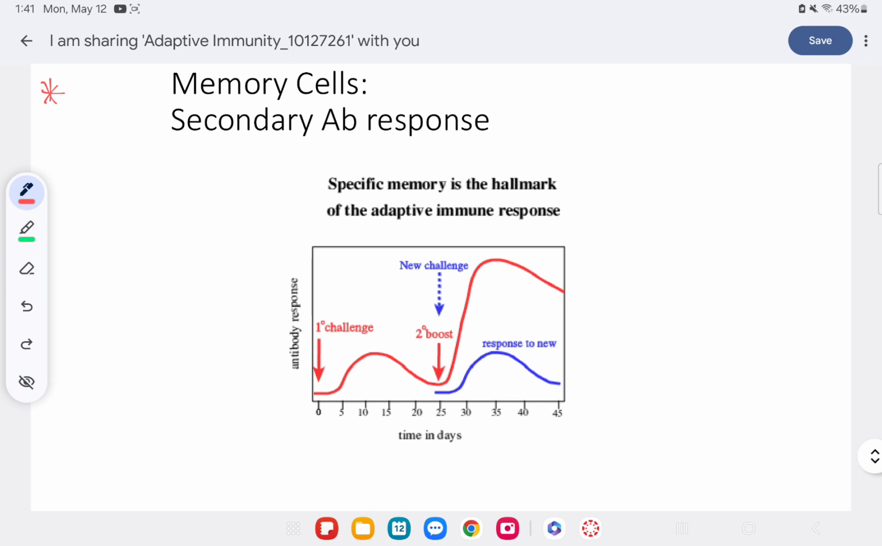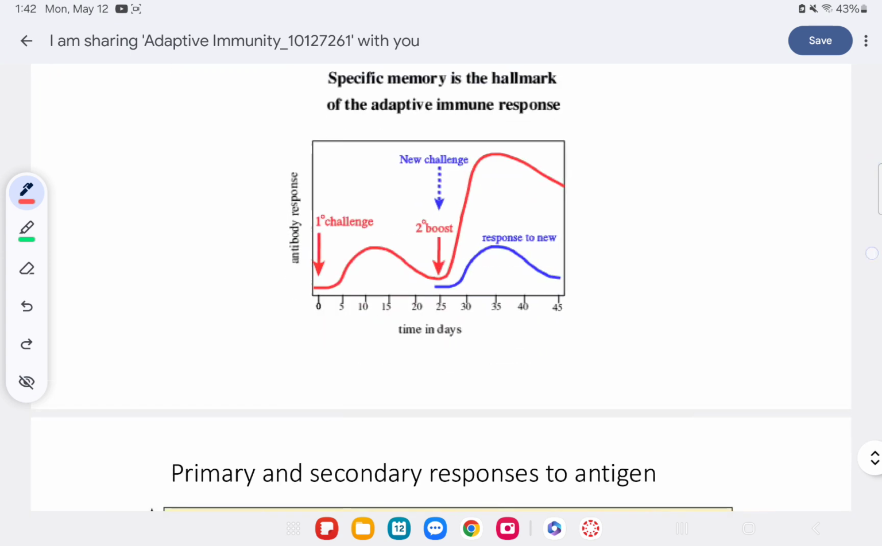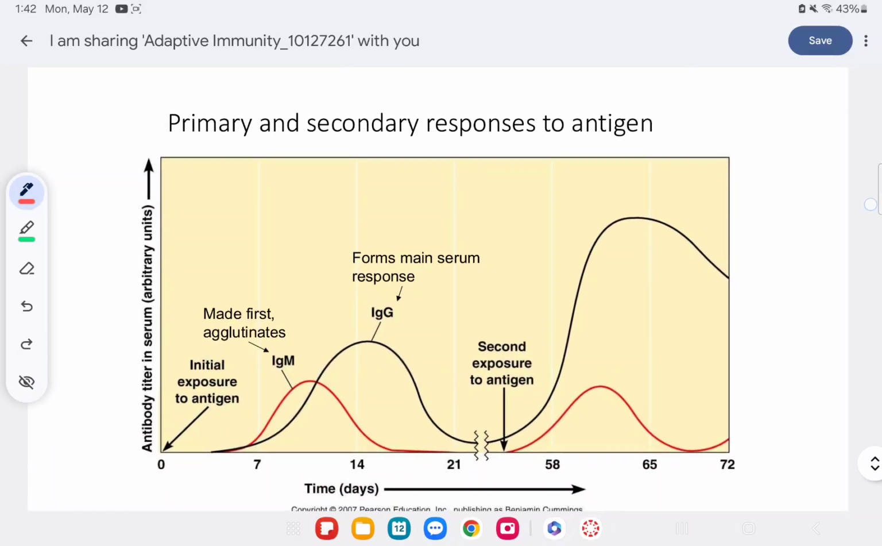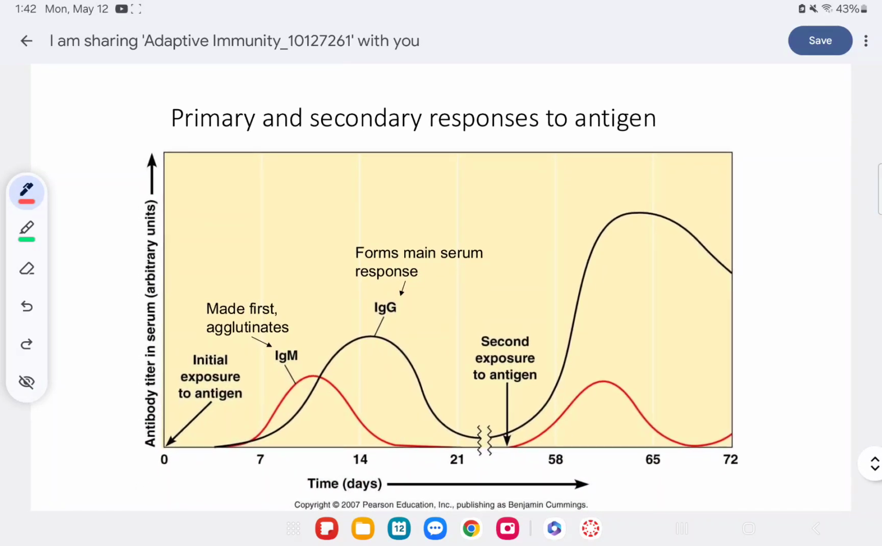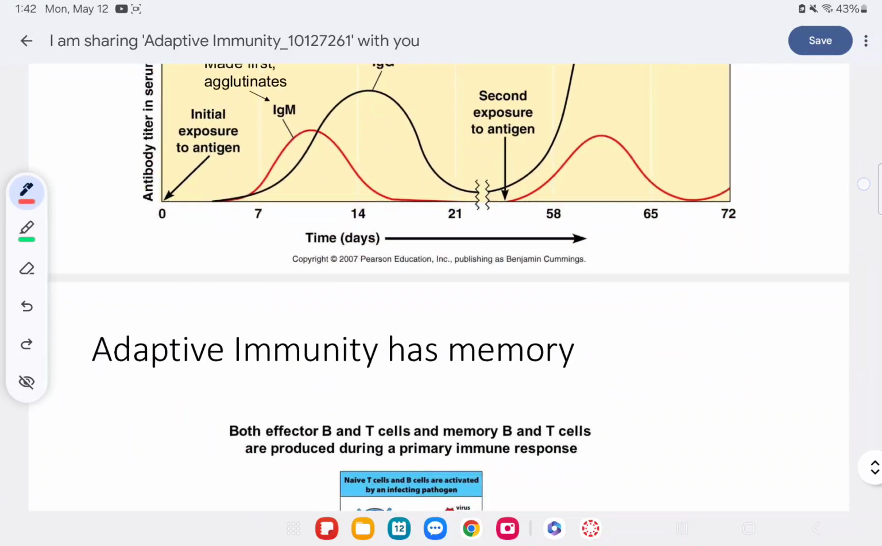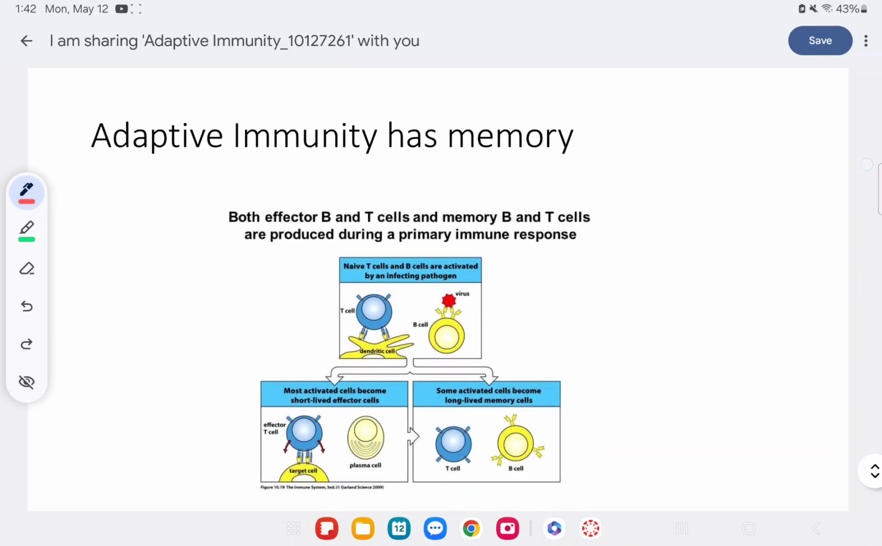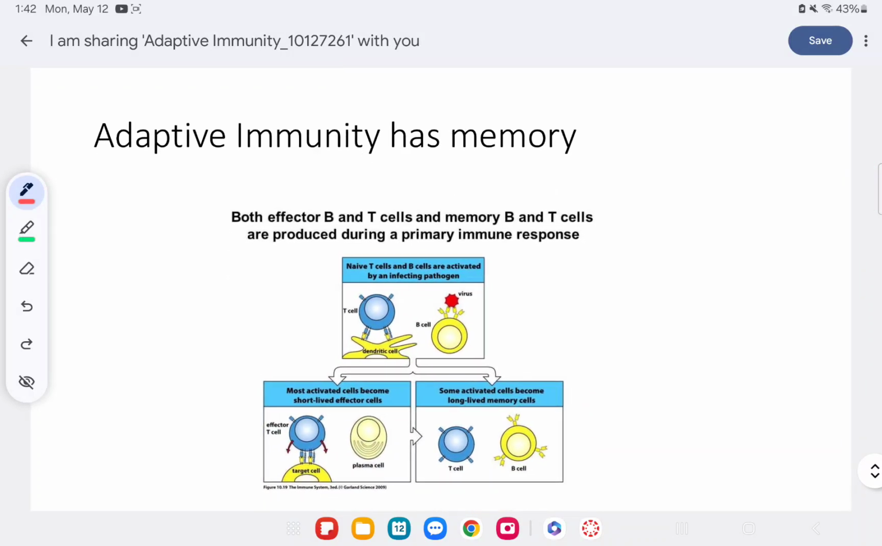This is why you can be around people who've been sick if you've had that illness, because you're already all set. In our initial exposure, you see the IgM is first and the IgG quickly takes over as the main antibody. The same thing will happen next time. You'll make a little IgM, but really it's an IgG response. So we have memory, and that's a big feature of adaptive immunity. We said that it was slow, specific, and had memory. So why is it slow?